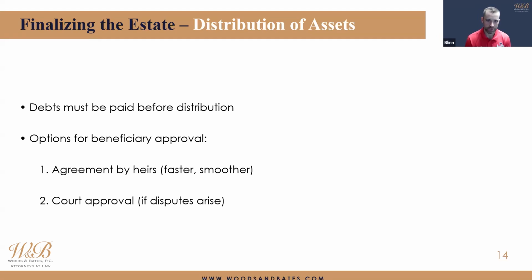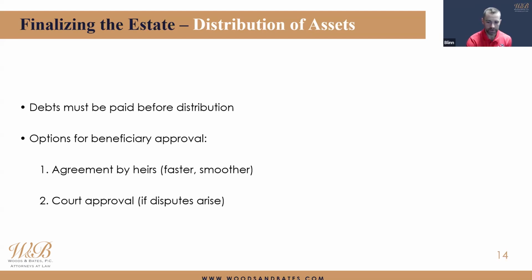If we can't get agreement from beneficiaries, again, we'll ask the court to approve our proposed distribution. That's infrequent. Usually we get agreement. Usually everybody's on the same page. It's much faster when we get agreement, but if we need to involve the court, we can do that as well.